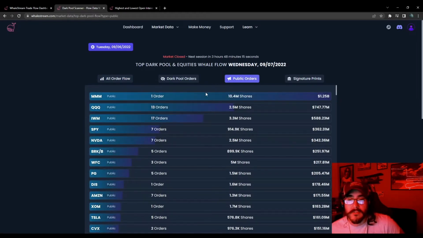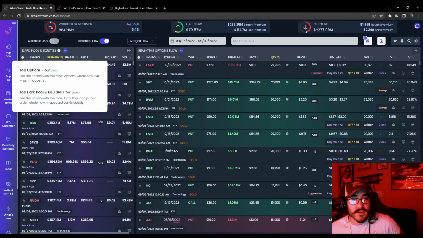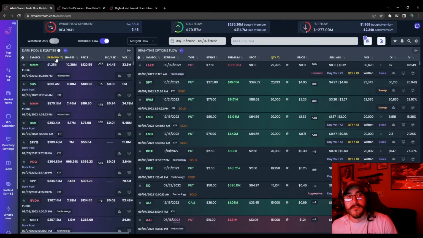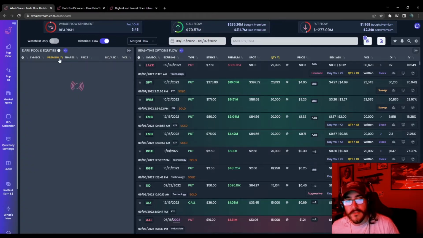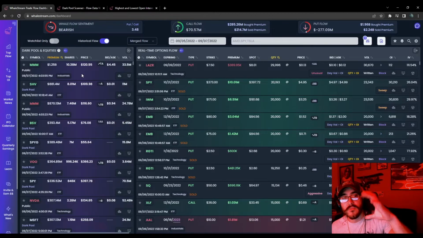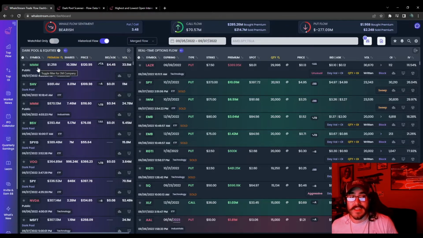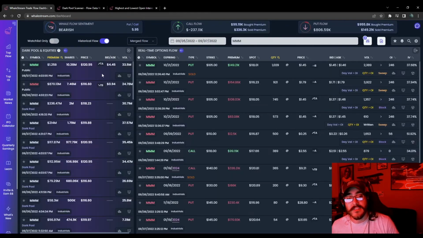One order, 10.4 million shares on MMM at 1.25 billion. Wow, let's go look at that trade. Over here on the left side, we'll be able to just hit the premium one time. So if you click it, it normally looks like this. Just shows all the dark pool and equities flow. You click premium one time, it's gonna show you the biggest dark pool orders from the top down. You're gonna see MMM right here at the top. Again, this is something that you might wanna be paying attention to. Let's go into MMM and see all the other dark pool orders.